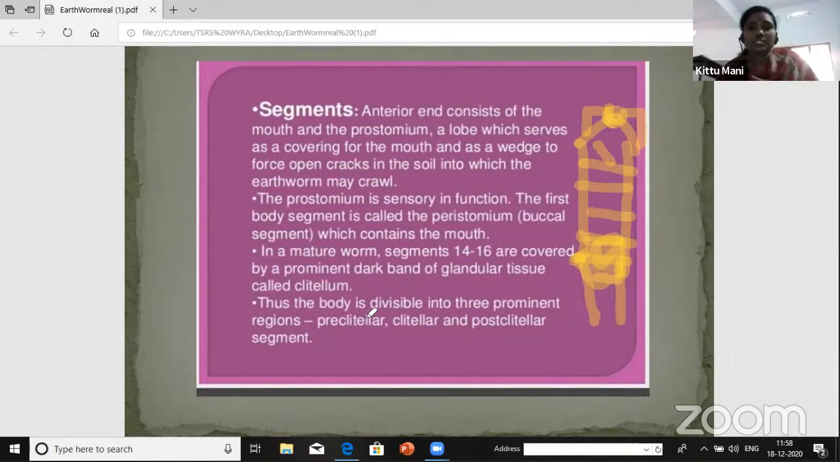Next, thus the body is divisible into three prominent regions. Pre-clitellar means before where the clitellum is present. The place before the clitellum is called pre-clitellar, then the clitellar portion, and then the post-clitellar segment. For example, pre-clitellar, clitellum, and post-clitellar region. The prominent regions are observed based on where the clitellum is present in the earthworm.